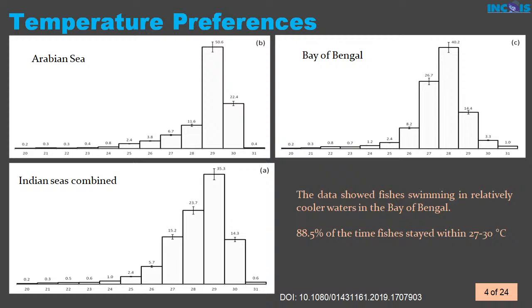So this temperature is not the sea surface temperature, as you can see from the satellite. This is the temperature that the tags have recorded. So for example, in the first slide, corresponding to that depth, whatever temperature was recorded by the tag, that is being plotted here. But this is for all the fishes in the group, say Arabian Sea or Bay of Bengal, put together, because we are studying a species and not an individual.